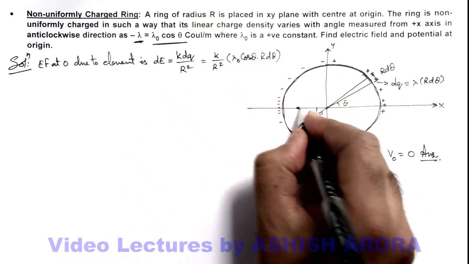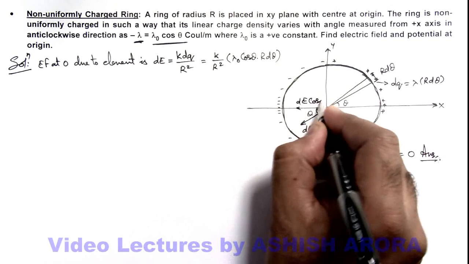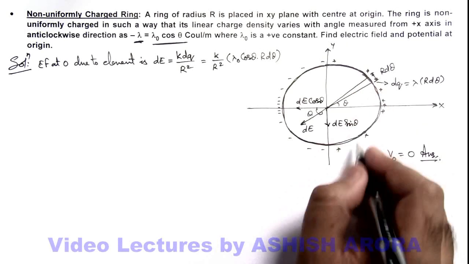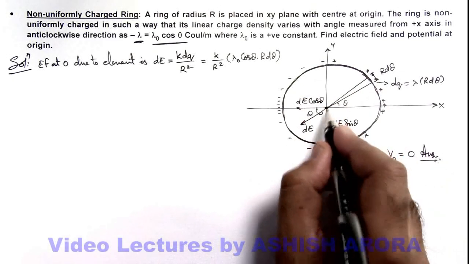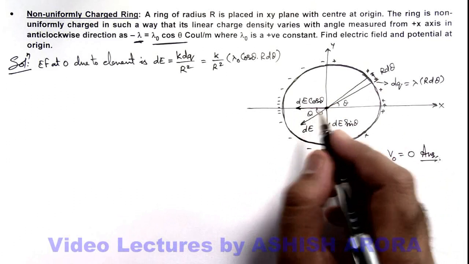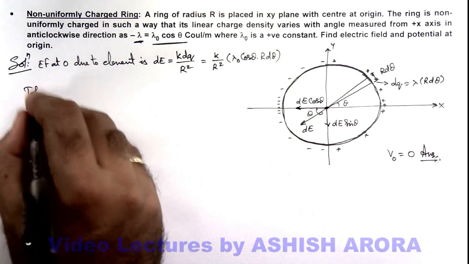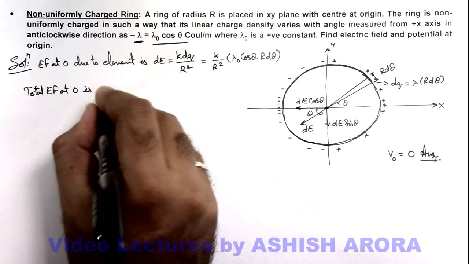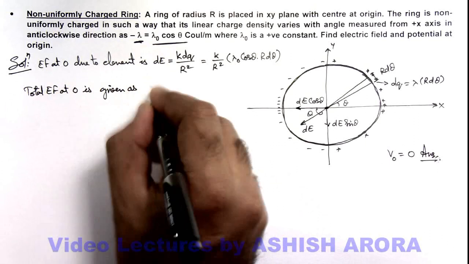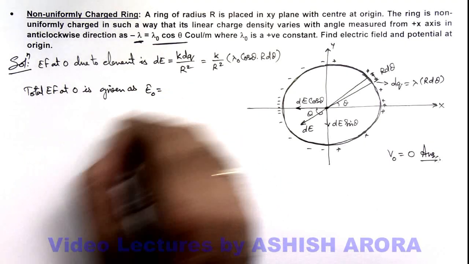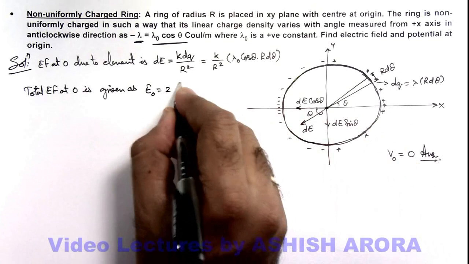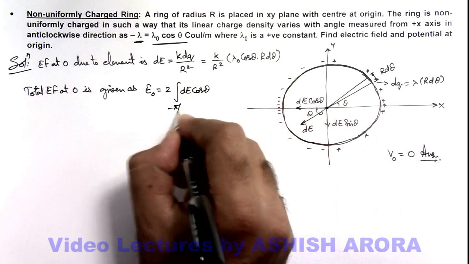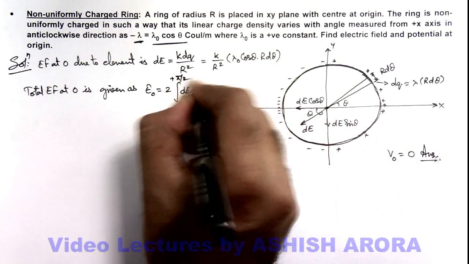Again, the electric field will have two components. One is dE cos theta and the other is dE sin theta. On integrating, the dE sin theta components get cancelled out and the dE cos theta components will be added up. So, we can directly write that the total electric field at the origin is twice the integration of dE cos theta, integrated from minus pi by 2 to plus pi by 2.